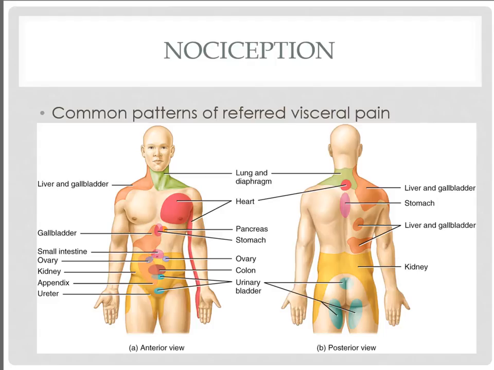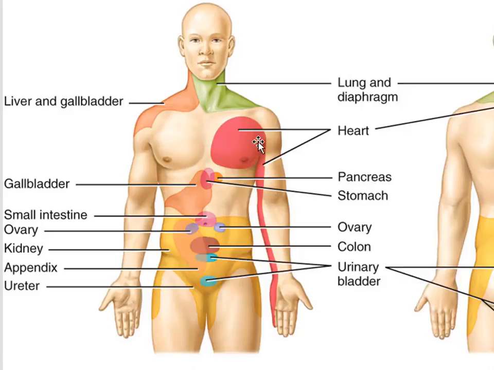This concept is explored on the next slide over, where we can see common patterns of referred visceral pain. So as you can see, pain felt that corresponds to the heart can take place anywhere on the upper left side of our bodies and can actually travel down the medial side of our left arm. So if we feel any shooting pain down the medial side of our arm, it can correspond to any heart issues.